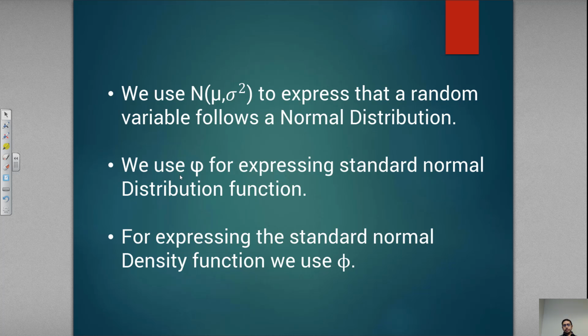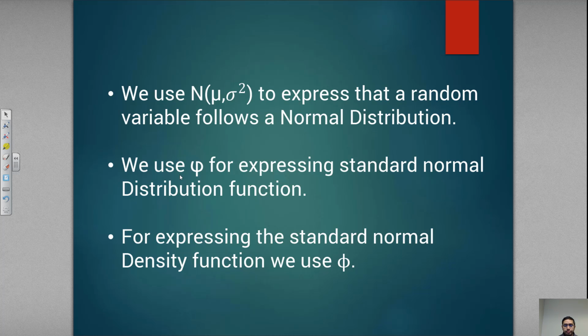So there are some notations we use to express normal distributions. For example, this is the general notation, that is N(mu, sigma squared). This is the notation that we use to describe the normal distribution, to express a normal random variable. And there are two parameters. One I have already told you about, that the mean parameter is mu, and the standard deviation parameter is sigma, or the variance parameter is sigma squared. Next, we use small phi for expressing the standard normal density function, and for expressing the standard normal distribution function we use capital phi.